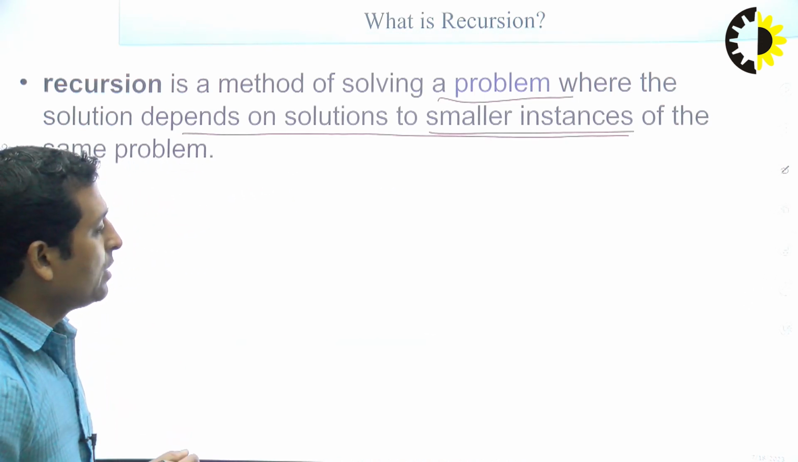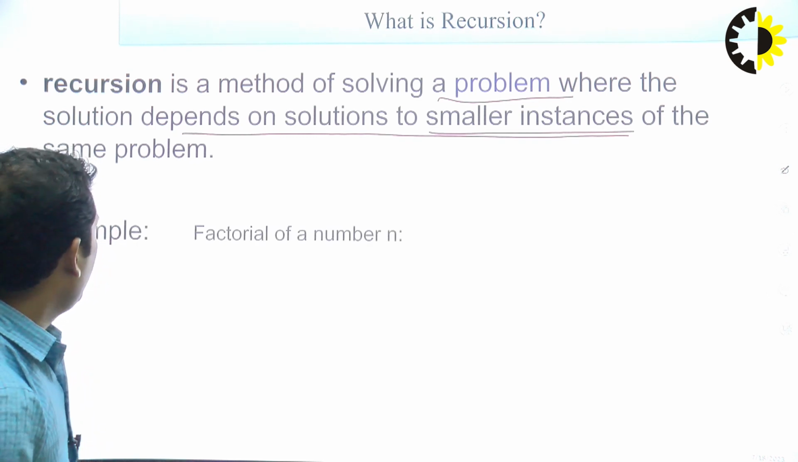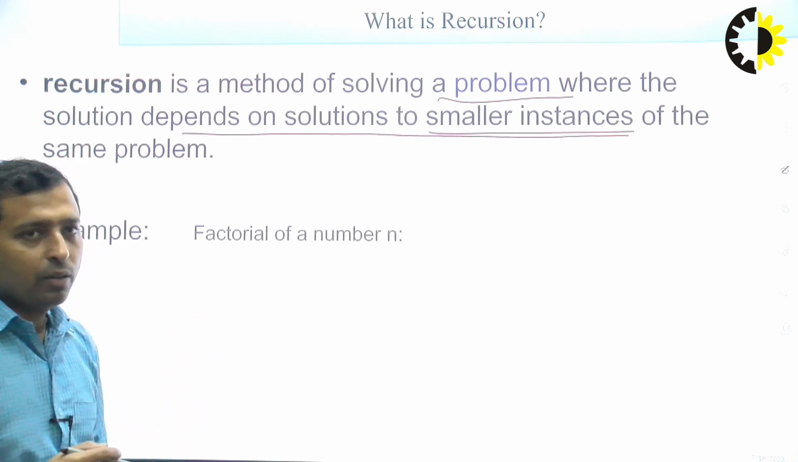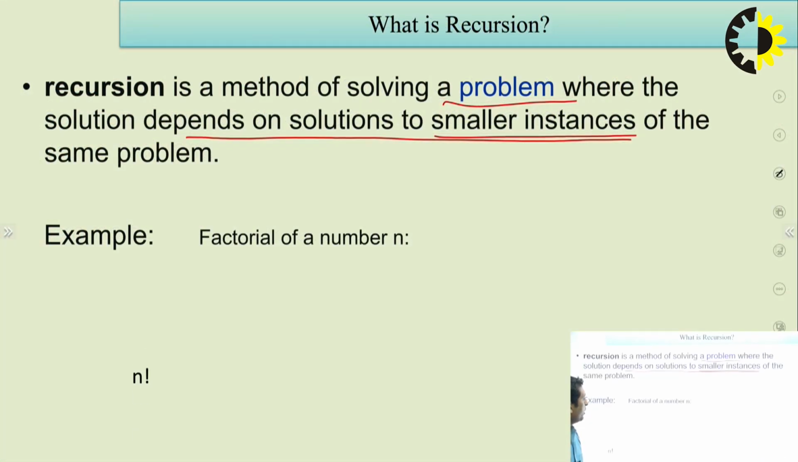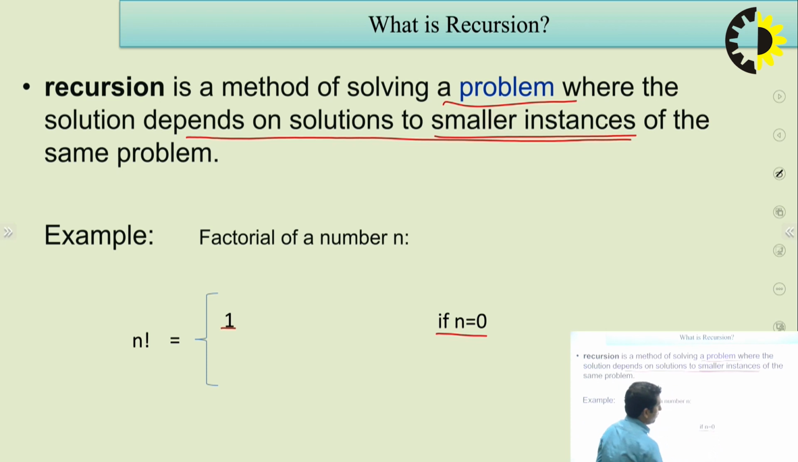Let us see the example of the factorial of a number n. What is the factorial of number n? Factorial of n equals 1 if n equals 0, or n into factorial of n minus 1 otherwise.